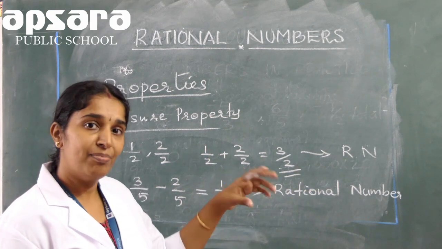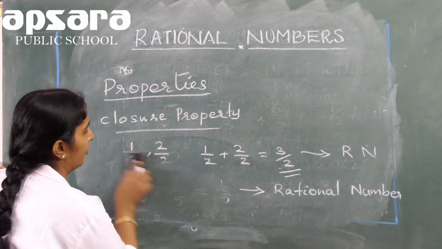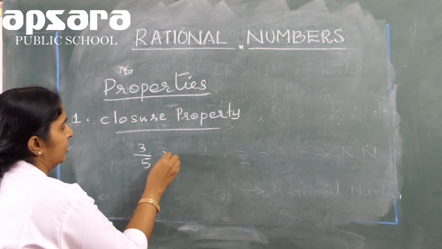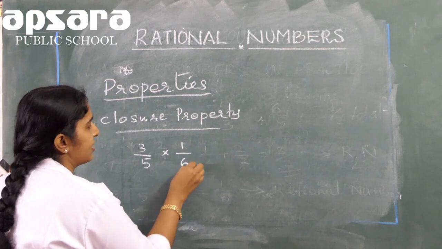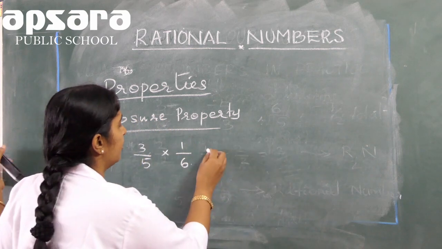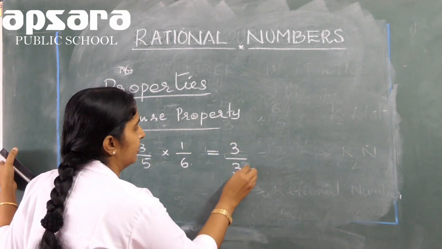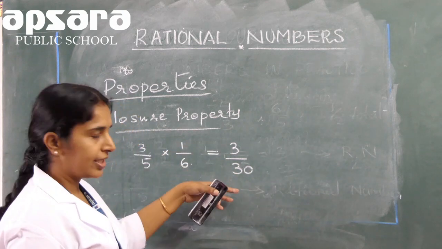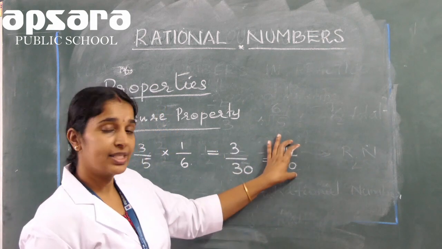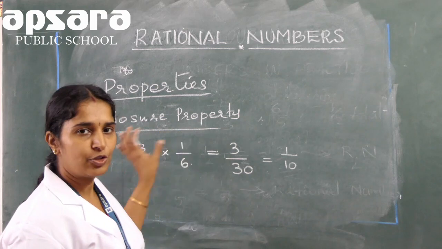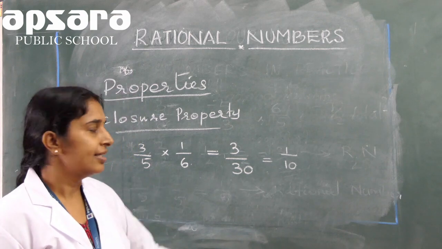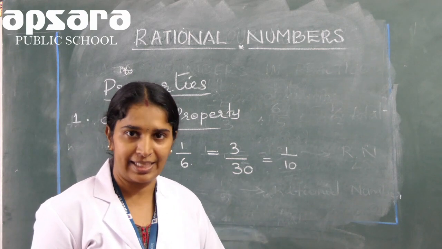Now let us take the case of multiplication. 3 by 5 into 1 by 6. When you multiply these two rational numbers, 3 by 30 is the rational number which you are getting, and if you simplify it, you will get 1 by 10. Whether this one is a rational number? Yes. So when you multiply two rational numbers, the product will also be a rational number always. So you will say that rational numbers are closed under multiplication.